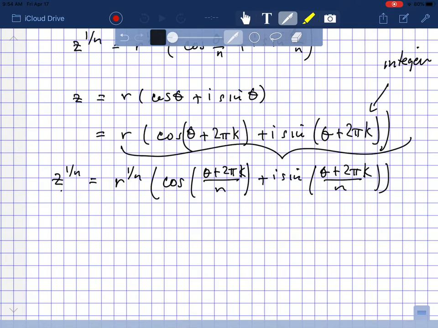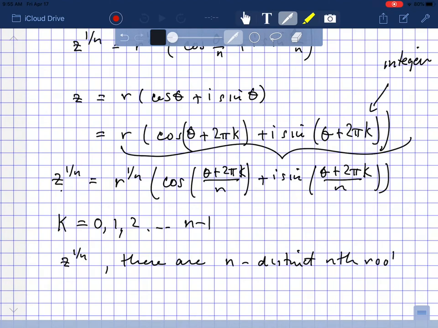And now here, k can take on the values 0, 1, 2, all the way up to n minus 1. And then when k hits n, we pick up another multiple of 2 pi. So what we have is the following. Given a complex number z, if we're looking at the nth root of z, there are n distinct nth roots.